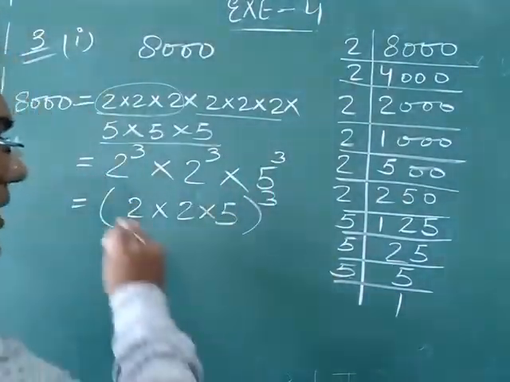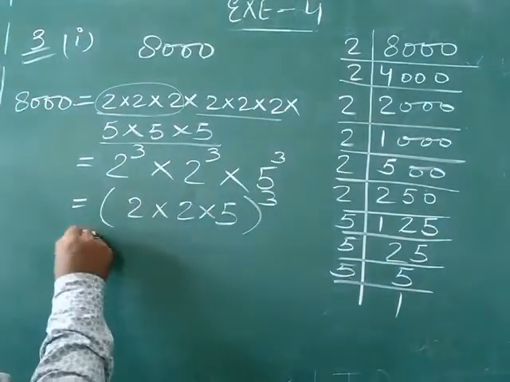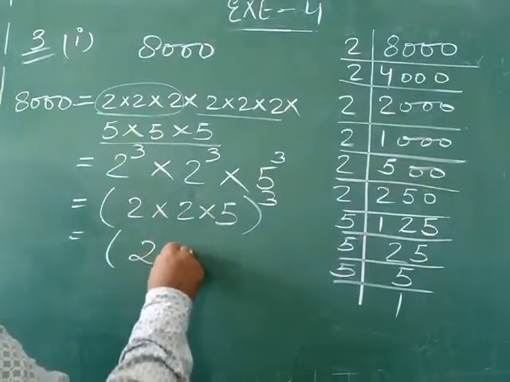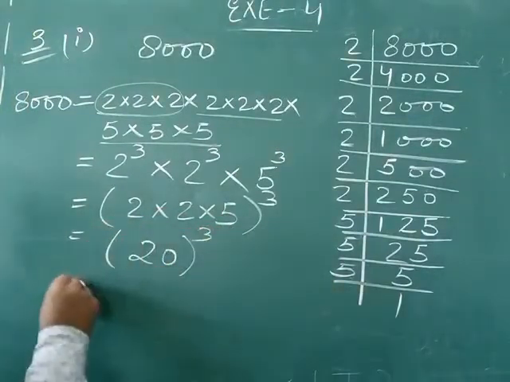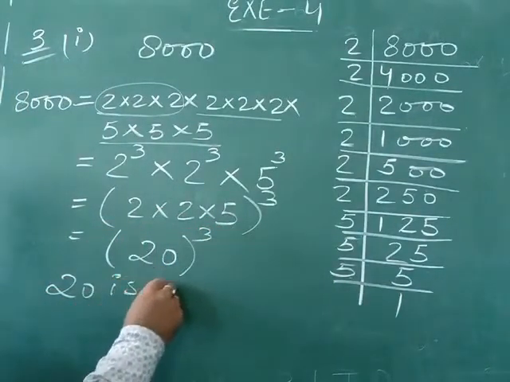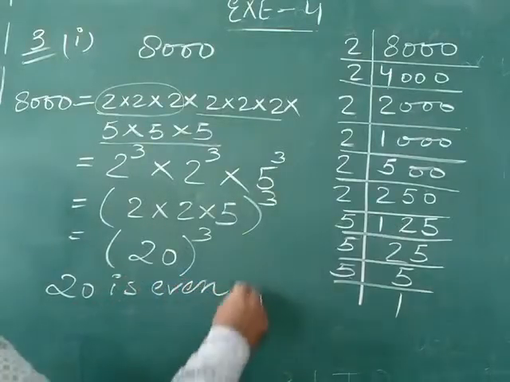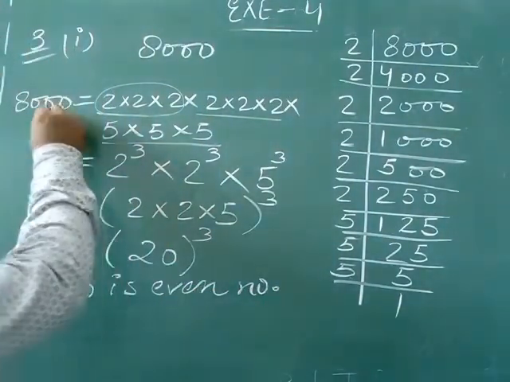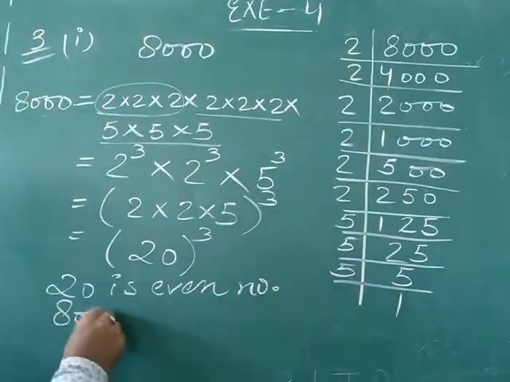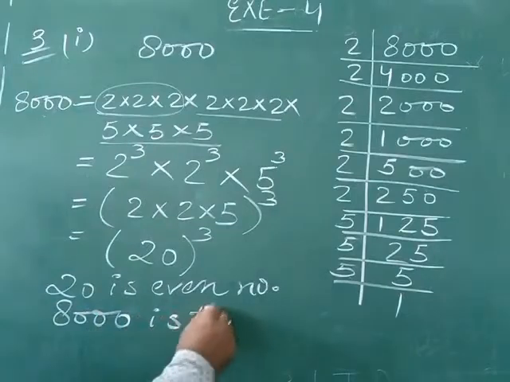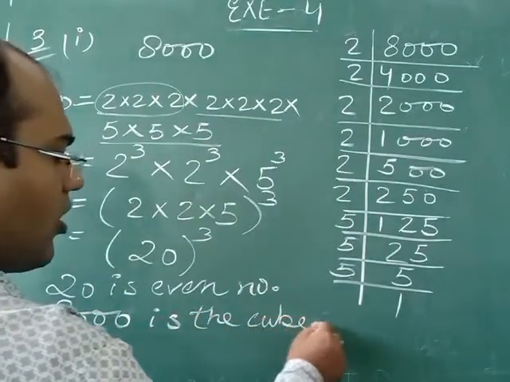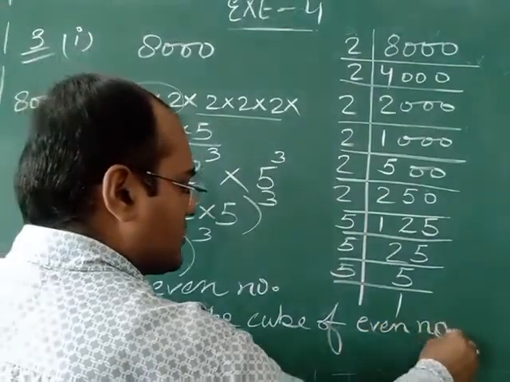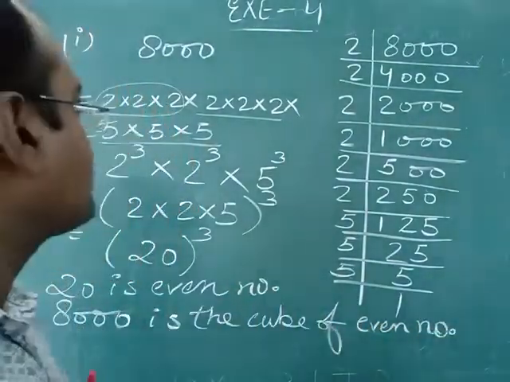We will put only one power, we will not put it separately on each. Now 2 times 2 is 4, 4 times 5 is 20, 20 power 3, and here 20 is an even number. What is 20? 20 is an even number. So 8000 is the cube of an even number. So like this you have to do this first part.